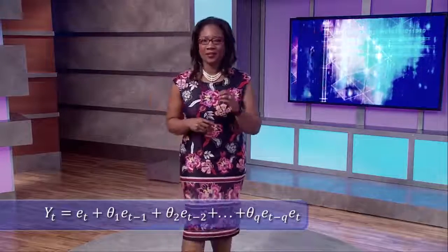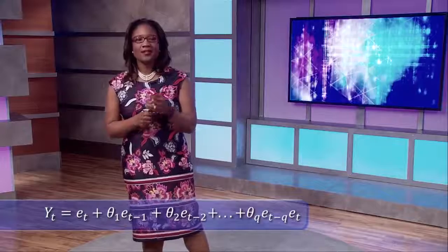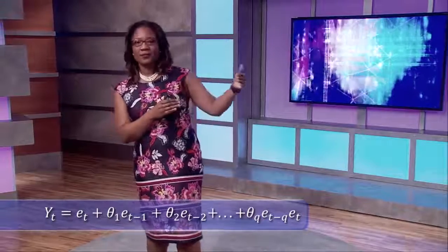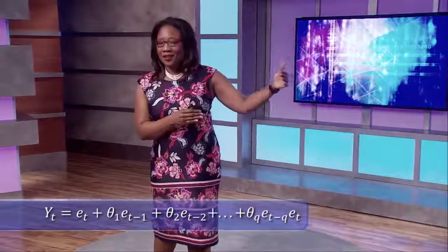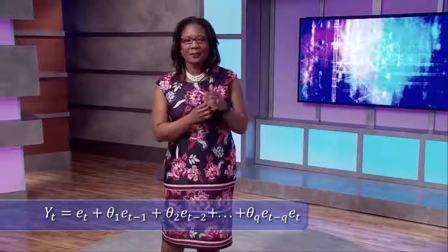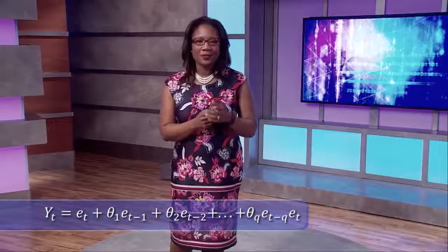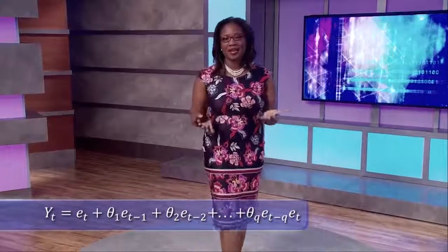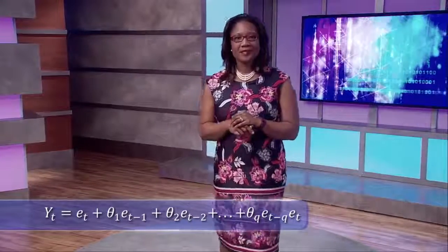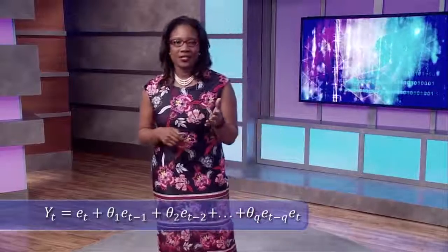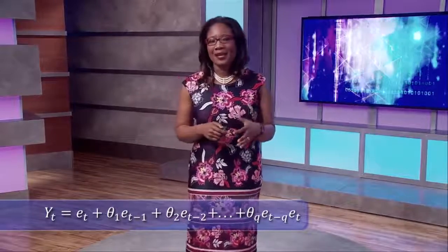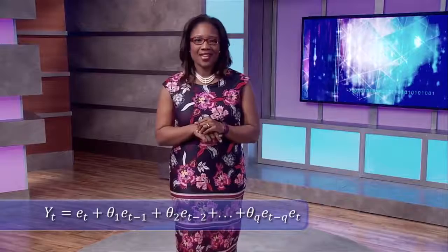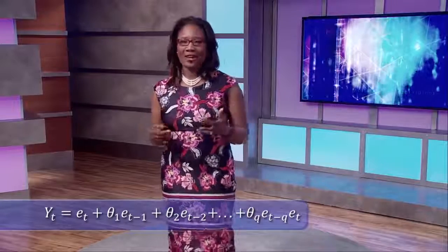Likewise, we add theta2 times e sub t minus 2. Same thing: now I'm going two steps away, taking the error associated with that time point, multiplying it by theta2, and adding it to my model. And I can do that out to order q. These past prediction errors have to be estimated by nonlinear methods, and they're known as moving average problems.